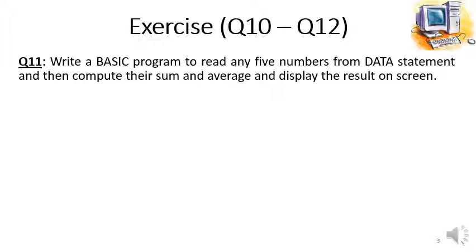Now question number 11 says that write a basic program to read any 5 numbers from data statement and then compute their sum and average and display the result on screen. Now here in this statement they have used the word data statement, and we have already studied that if there is a data statement, there must be a read statement in the program, and if there is a read statement, there must be a data statement in a program. These two statements are essentially used at the same time in a single program. So whenever there is a data statement, there must be a read statement. So this program actually belongs to the read and data statement programs.